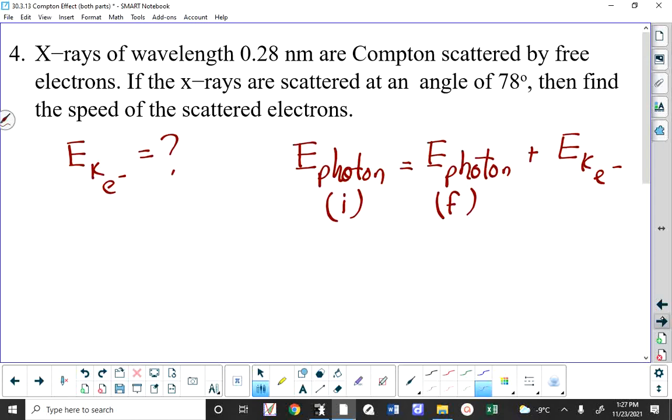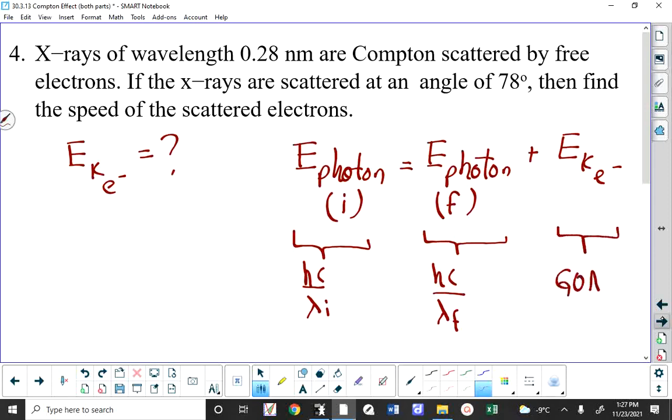Now, be very careful here. I'm not saying we should develop some big grand formula and do one calculation. That's not what I'm saying when I write this next part. This can be found using hc over lambda. And remember that this is our goal.